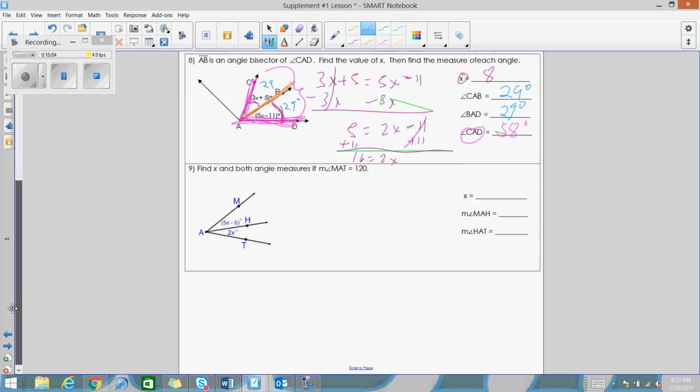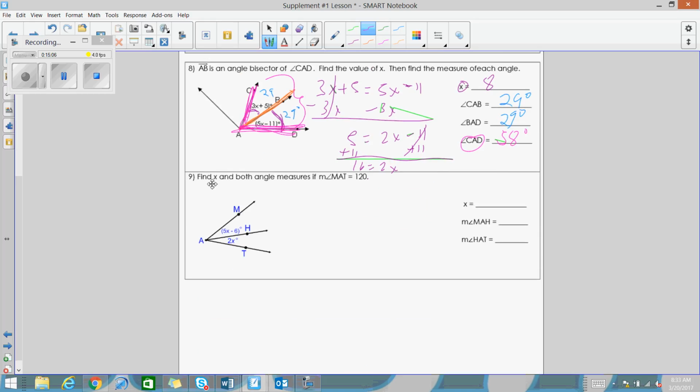All right, number 9. Here we go. Number 9. So it says, find x in both angle measures if MAT is 120. Now notice here, it does not say anything about angle bisectors. So we cannot assume AH is an angle bisector and 5x minus 6 and 2x are equal. We cannot assume that. All we know is that this MAT is 120.